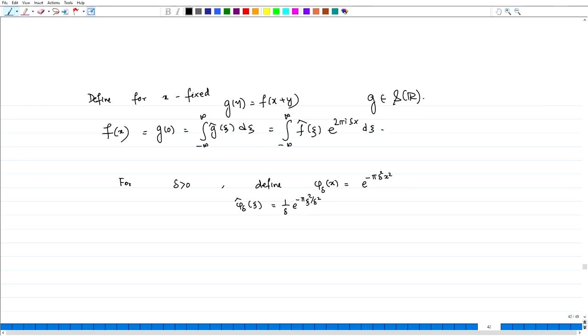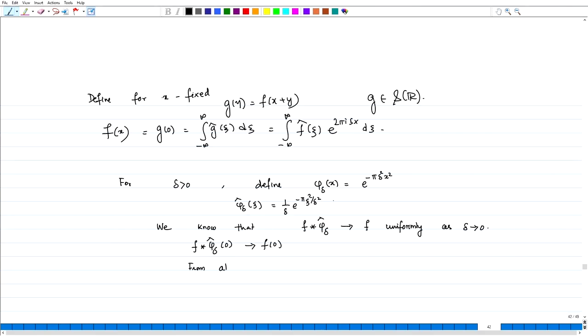And now we know that this family is going to give us a good kernel. Therefore, we know that f convolution phi delta hat converges to f uniformly as delta goes to 0. So, that means f convolution phi delta hat at 0 converges to f of 0.